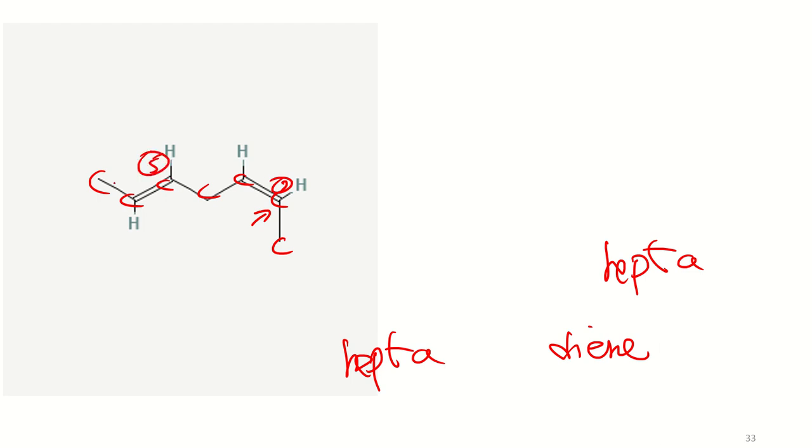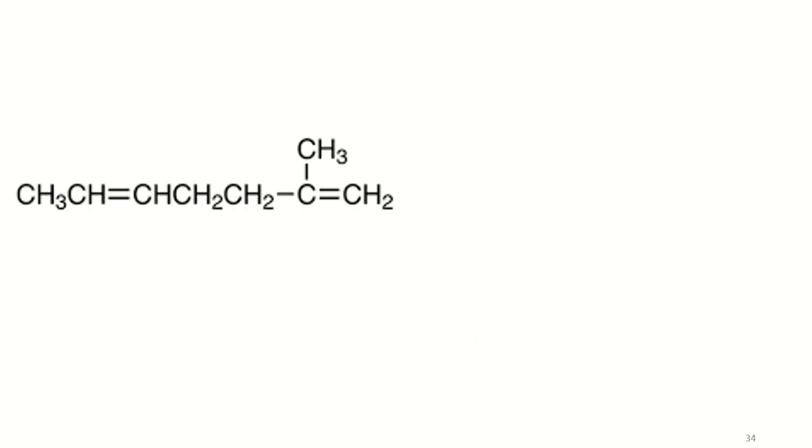Let's check our numbers the other way. 1, 2, 3, 4. So it doesn't matter. There are positions 2 and 5. Remembering our A, remembering our diene. So that's a hepta 2, 5 diene.